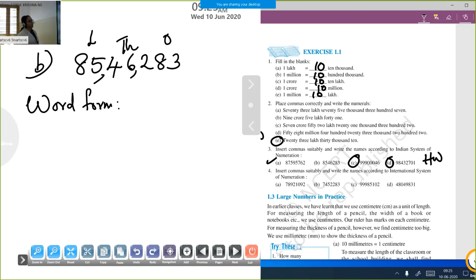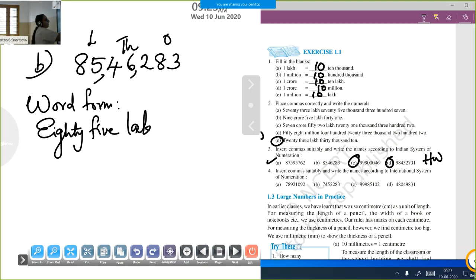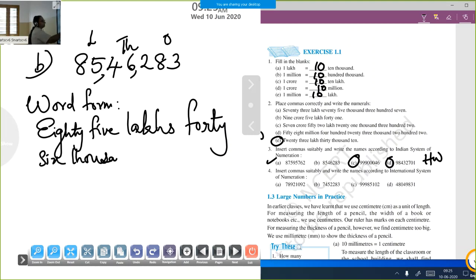So the word form is 85 lakhs. Then what is the thousands place, children? 46,000. 46,283.